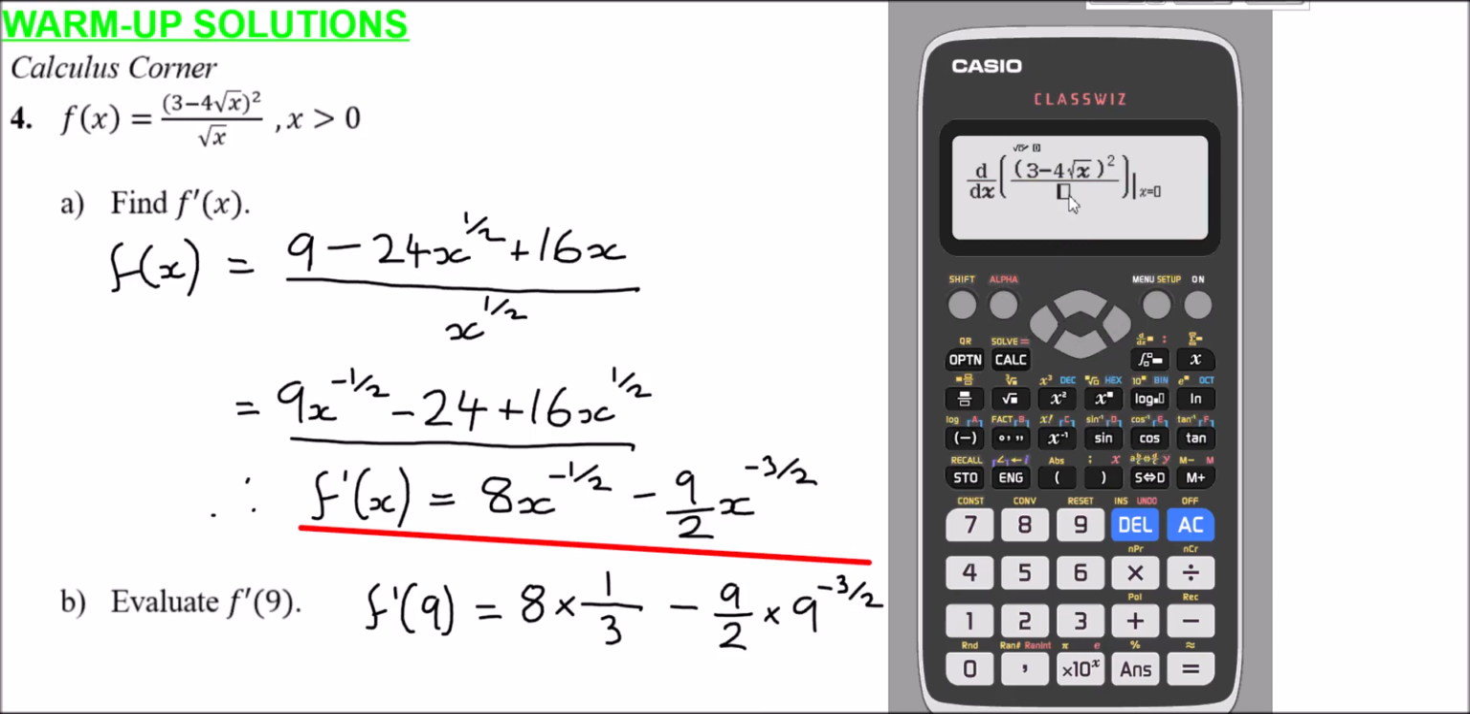Scroll down, and then the denominator needs to be root x. So square root alpha right bracket. We now need to input where we're evaluating this gradient function. So this box here, we need to put in 9. And what do you know? We get 2.5, which is exactly the same as 5 over 2. So that's a much easier way.